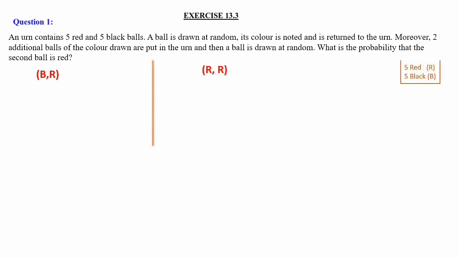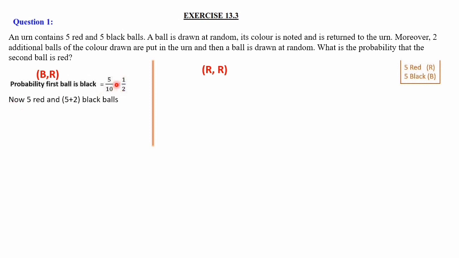First one is red, second one also red. These are the two options. Second ball should be red, so we are fixing the second ball as red. There are two options: first one is black, first one is red. So the probability that the first ball is black: first ball black means we have 5 black balls. So 5 divided by 10 total, 1 by 2.